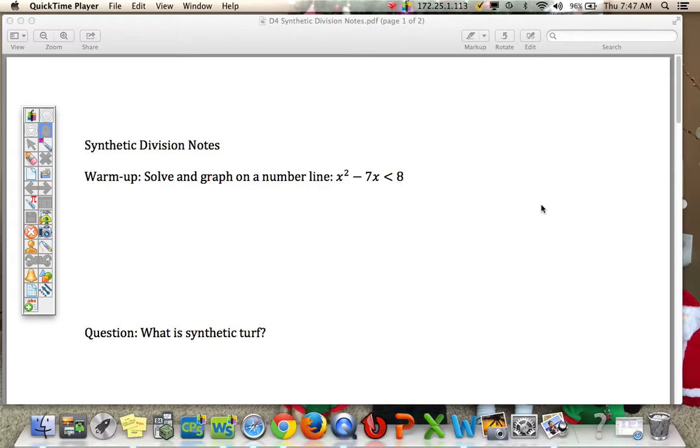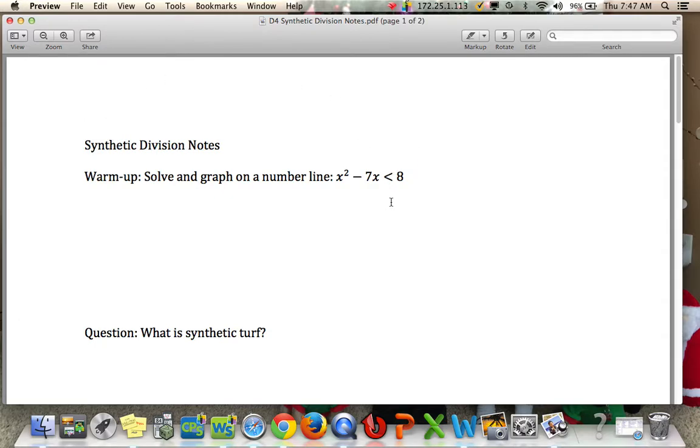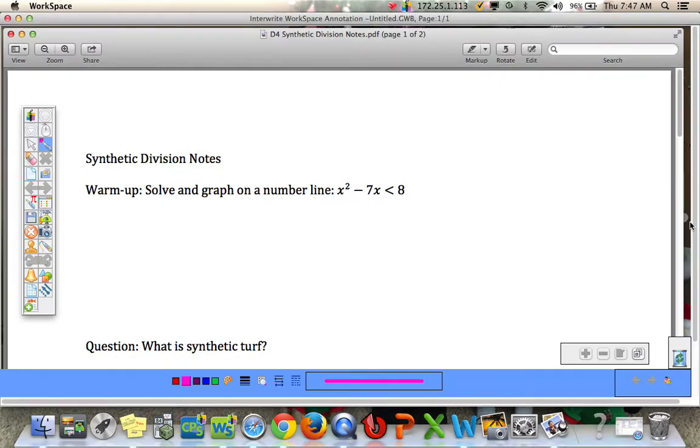First step is we would want to get 0 on one side. So let's do that. Let's subtract the 8. So I'll subtract 8 from each side. X squared minus 7x minus 8 is less than 0. We would want to see what would make this inequality true. The next step is we would want to solve just this side of the inequality, and there's a few methods that you already know from last chapter.